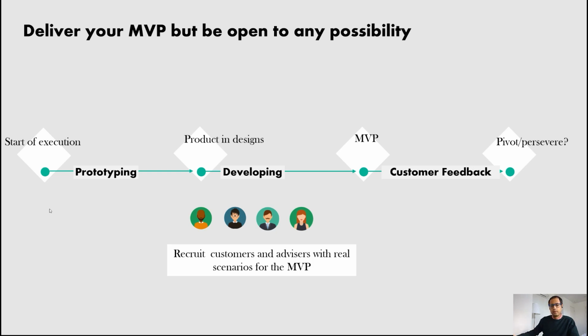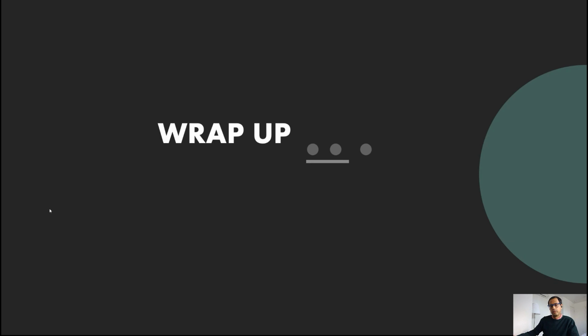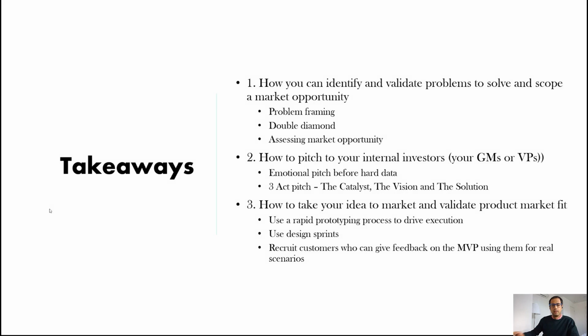And so that kind of wraps up all the content I had for you today. I just want to recap the takeaways here. The first one is, how do you identify and validate problems to solve when you're given a pretty ambiguous problem? We learned about problem framing using customer and business considerations. We talked about going broad in both the problem and solution space through the double diamond process. And then we talked about assessing market opportunity for the validated ideas or validated problems that have come through that process.